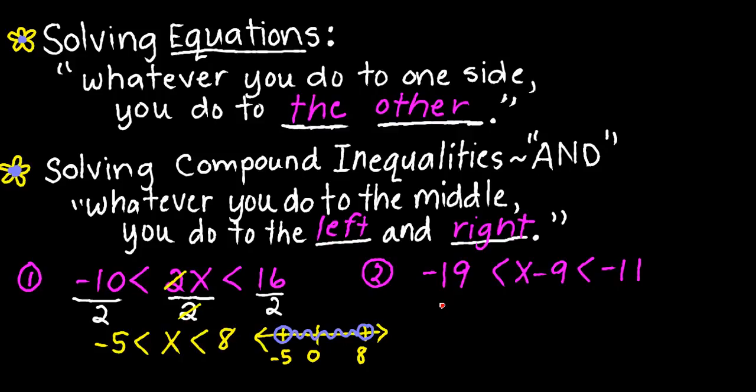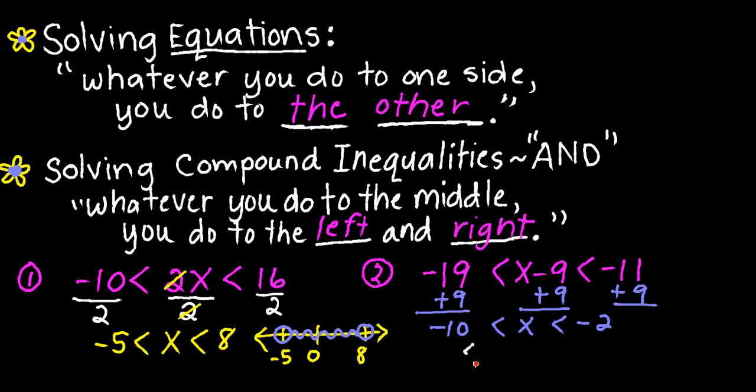Let's try example number 2. Here, in the middle, I've got x minus 9, which I want to simplify so I have just an x there. So I've isolated x. What I need to do is add 9. Now, whatever I do in the middle, I need to do to the left and the right. So I'm going to write plus 9 really 3 times. That's kind of a pattern you'll see when you do an "and" inequality statement. So negative 19 plus 9 is negative 10, which is less than x, which is less than negative 11 plus 9, which is negative 2. All right?